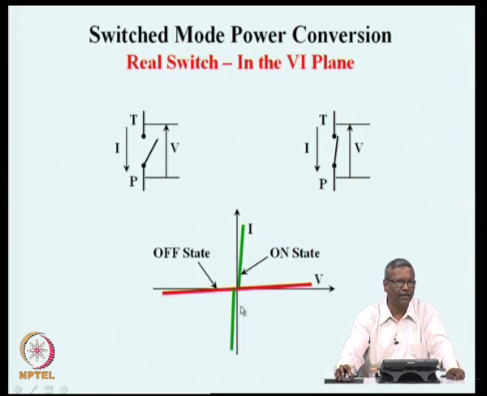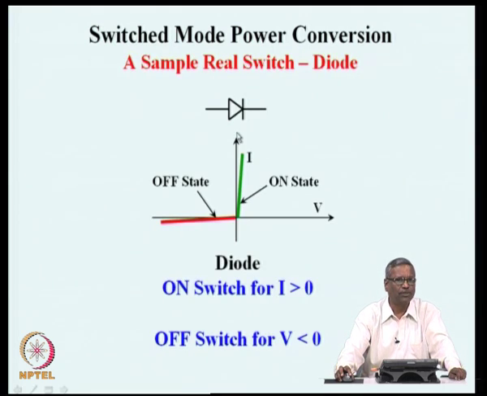So, this kind of operating on all 4 quadrants, positive voltage, positive current, negative voltage, positive current, and in a similar way bipolar voltage operation and bipolar current operation give rise to an idea of a switch being either a single quadrant switch or a 2 quadrant switch or a 4 quadrant switch and so on. So, what we see here is one of the real switches, a sample real switch, which is a diode. A diode has a characteristics which is shown approximately here in terms of straight lines here, a linearized characteristics.